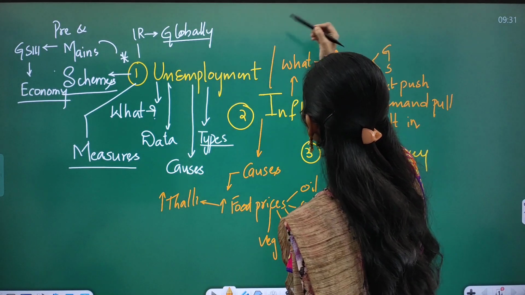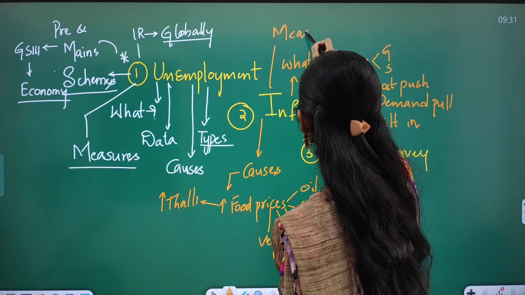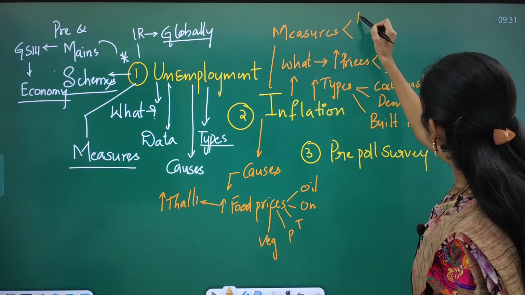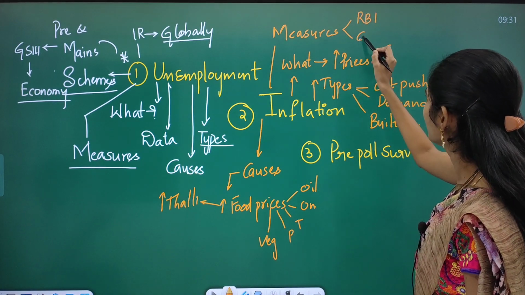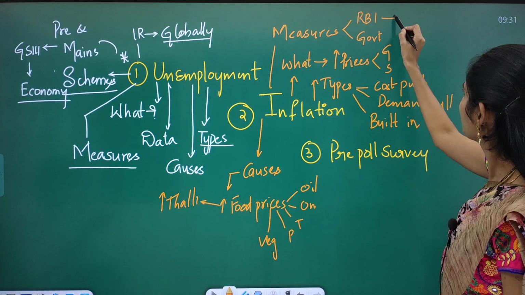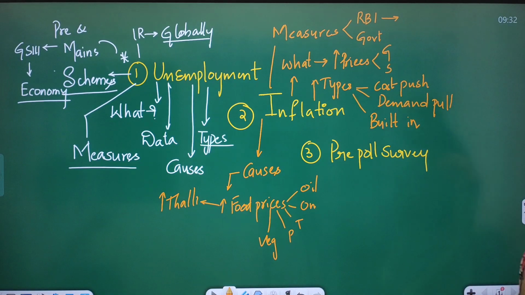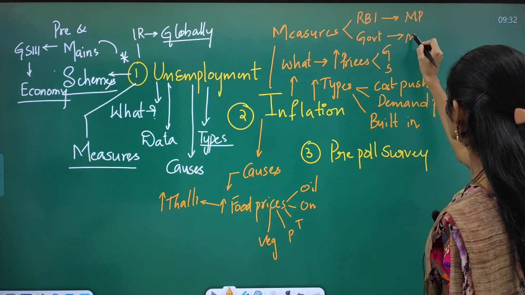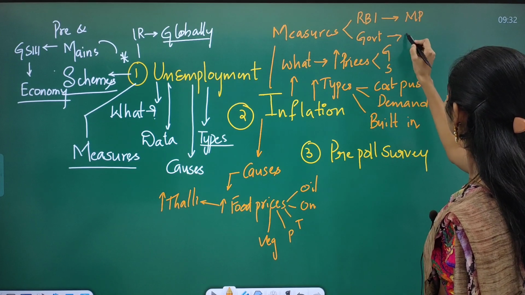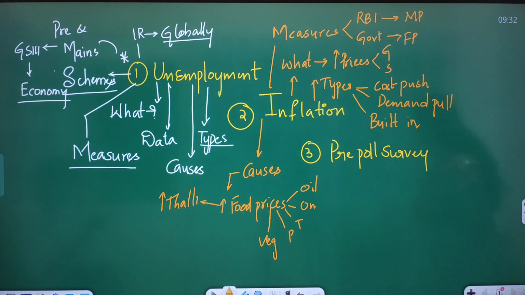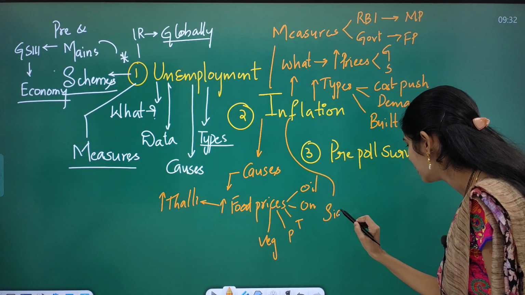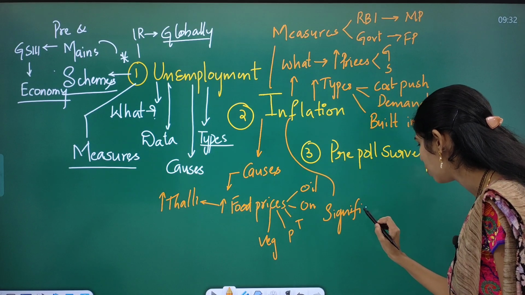And you have to see the measures. These measures can again be divided into two types. The RBI plays a very important role and even the government plays an important role. The measures taken by the RBI we call monetary policy, and the government's steps are called fiscal policy. These are some important areas that you have to focus on, and one more important thing is the significance of this inflation.